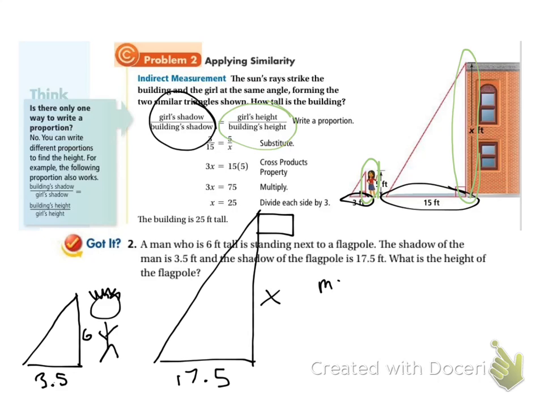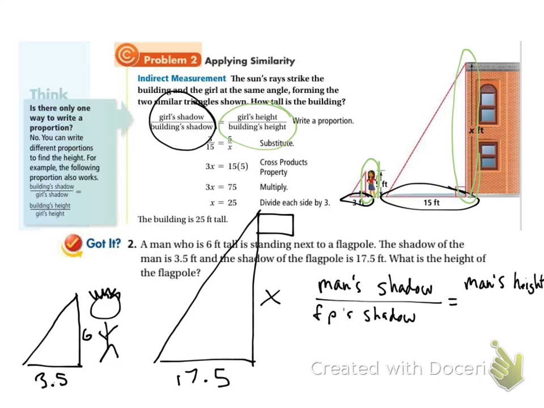So I'm going to put the man's shadow, which is that bottom side. I need to match it up with the side on the flagpole, so that's also going to be the flagpole's shadow. Equals, remember I need to have the same triangles on the top. So if I have the man's shadow on top, I need to have the man's height on top as well. Over flagpole height.